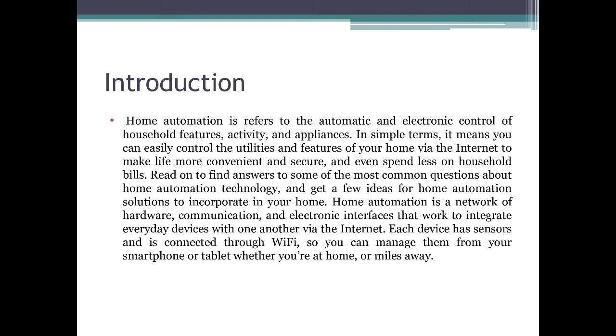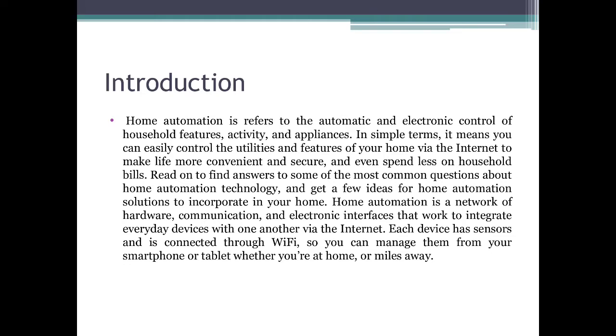technology. Now, introduction. Home automation refers to the automatic and electronic control of household features, activity, and appliances. In simple terms, it means you can easily control the utilities and features of your home via the internet to make life more convenient and secure, and even spend less on household bills. Read on to find answers to some of the most common questions about home automation technology and get a few ideas for home automation solutions to incorporate in your home.